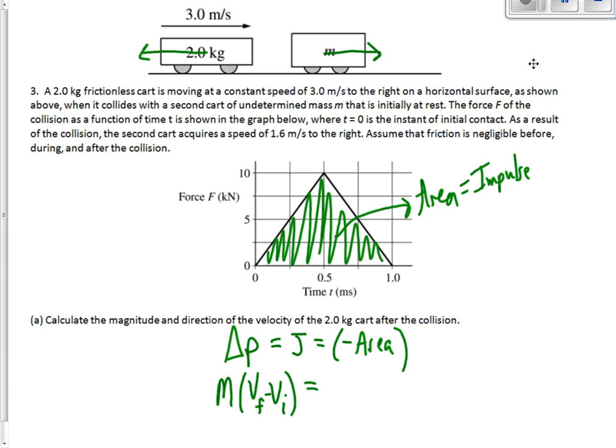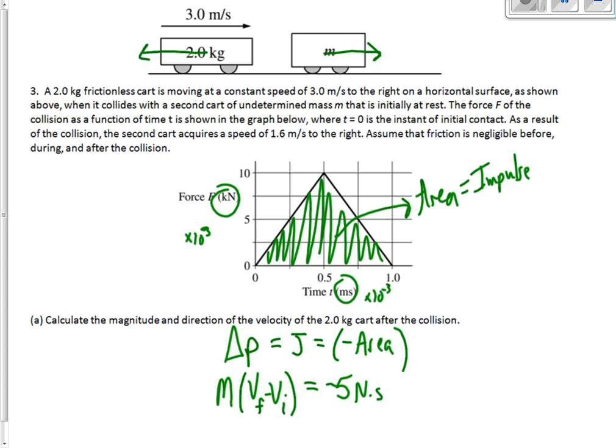And then that area, if we calculate that, is 1/2 base times height, which would be negative 5 Newton seconds. Notice they give us kilonewtons and milliseconds, and we multiply. This would be times 10 to the third, and this would be times 10 to the negative third. So when we multiply them together, we get just Newton seconds. Okay, so when we calculate this out, then we can find v final.